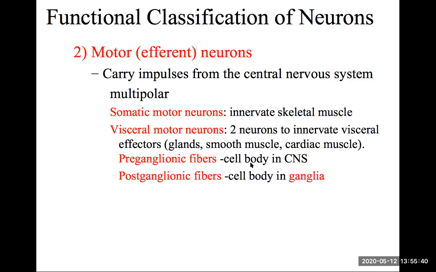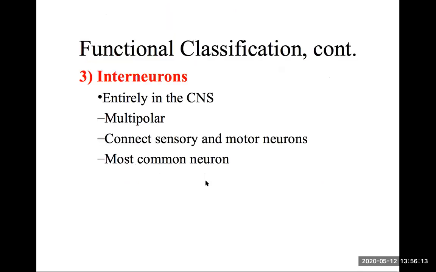Now then there's going to be a synapse between the end of this axon and the next neuron, the next multipolar neuron. This one is going to have its soma inside the ganglia. And remember what surrounds that soma? Those are the satellite cells. And then a long axon from this second neuron is called a postganglionic fiber. All right, there's a lot going on here.